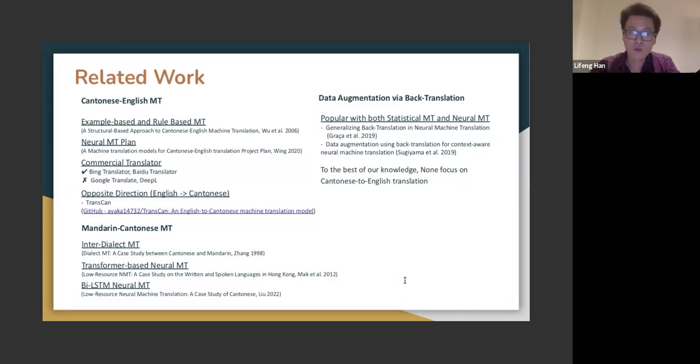There are a few related works about Cantonese English machine translation and Mandarin Cantonese machine translation. Also, there is research on data augmentation via back translation. We suggest reading our paper for detailed background.